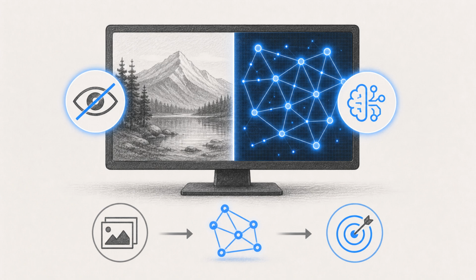The deepest idea is that computers do not need to see the way we see to do useful visual work. They need representations that preserve the relationships needed for a task. Modern AI vision is not magic sight. It is learned mathematical structure built from examples.